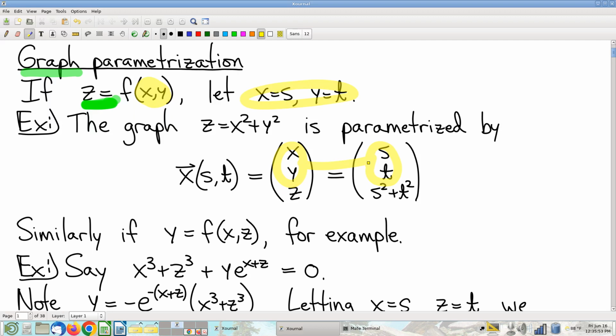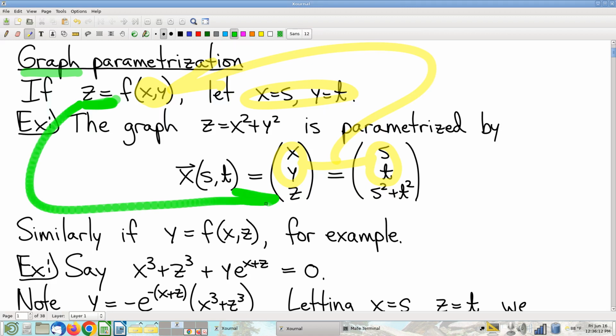That's it. That's the big trick. Whatever the input variables to the function whose graph you're looking at, let those input variables be your parameters. Everything else will just fall into place. After all, if x and y are s and t, and then I plug that into this equation here, that forces z unavoidably to be that, and we're done. We have position as a function of s and t. That's parameterization. Everybody on board?